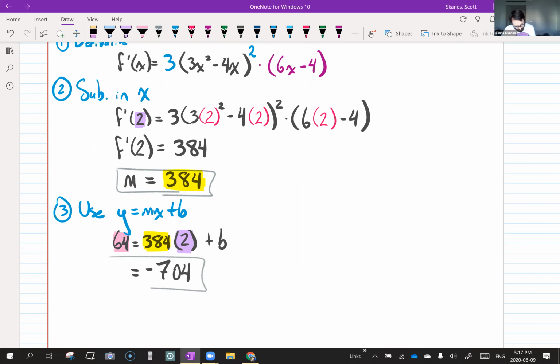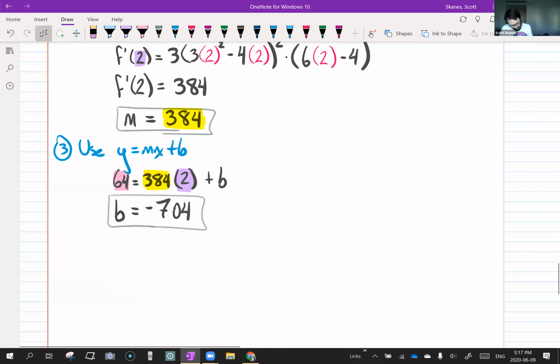It's a weird looking b. I'll fix that. Yeah, you divided, Ali. Be careful. Bring it to the other side. If that's our m and b, then we have our answer. y equals mx plus b, so 384x plus b, or negative 704.